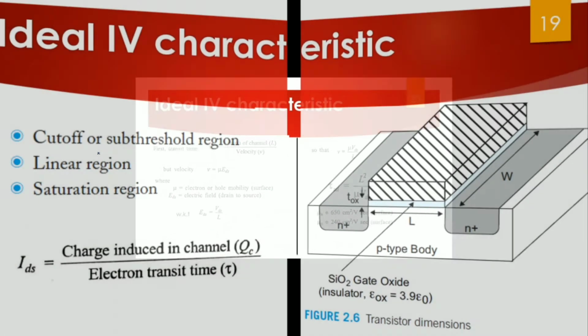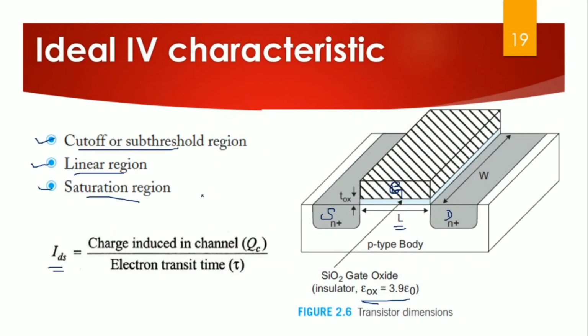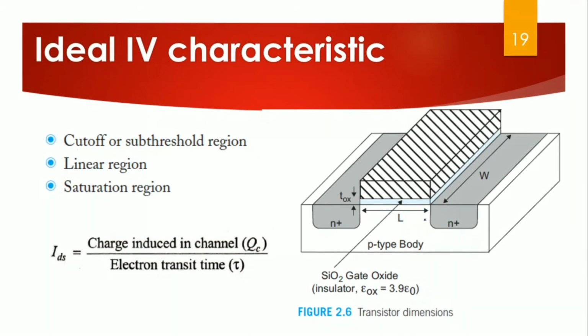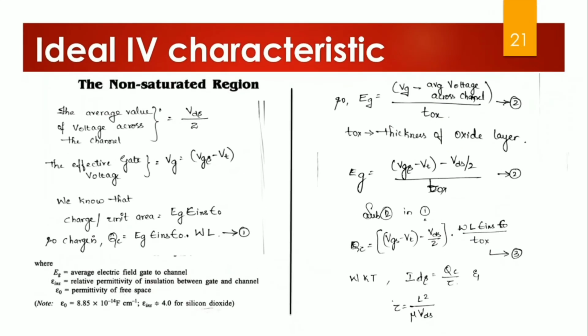Look at this. This is the channel you have. This is the terminal where the voltage VD is applied, and this is the terminal where you apply VS. The average of this is VDS divided by 2. The average voltage here is VDS divided by 2. And next is, what is the effective gate voltage?